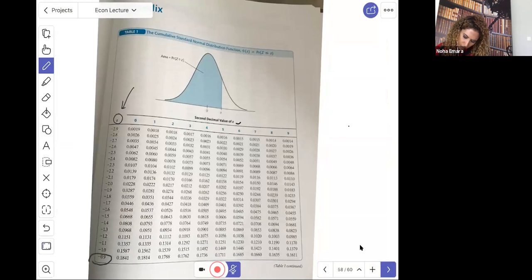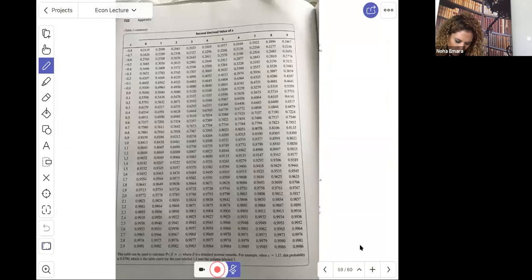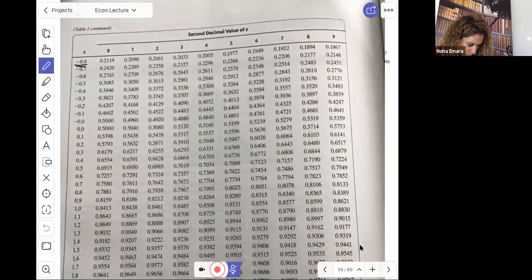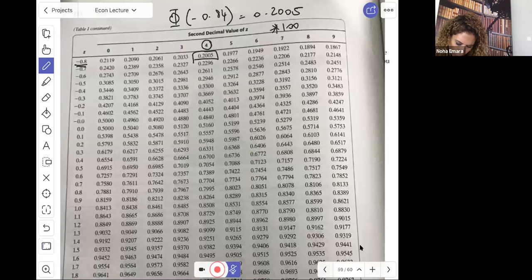I need the second part of the table, which is the first row right here. So I need this, and the second decimal is 4, so I need to go to 4. So this would give me the phi of negative 0.84. And I go here and I find that it's equal to this number, 0.2005. It's a probability, multiply it times 100. So the probability of owning the house is 20.05%. This is how you get it.